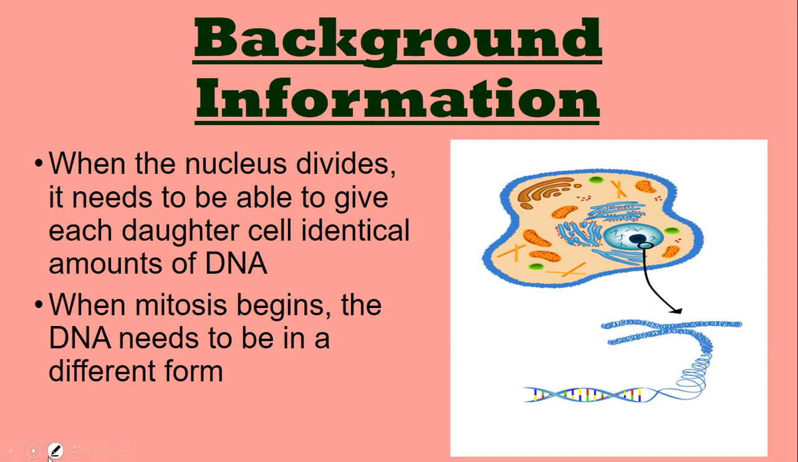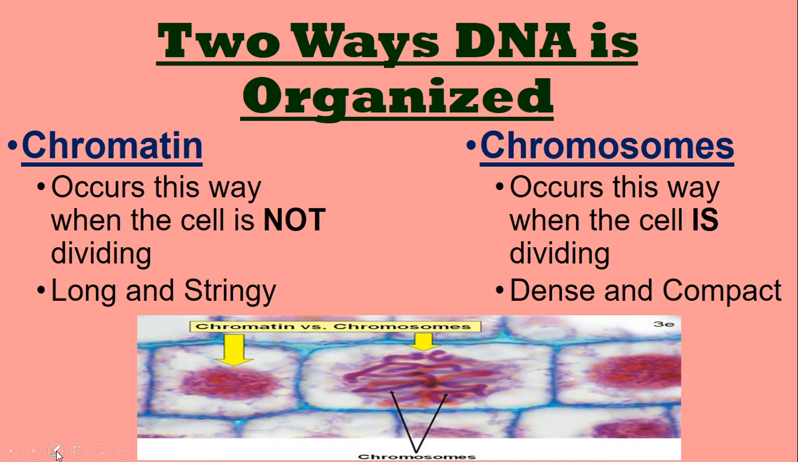So a little background information. When the nucleus divides, it needs to give each daughter cell identical amounts of DNA. We talked a little bit about what DNA is. It's a nucleic acid. So before it divides, it has to make sure that it replicates its DNA. And when mitosis begins, DNA has to be in a different form. DNA can be in different forms depending on if it's dividing or not dividing. We're going to talk about that when we get further in this video, which is right now.